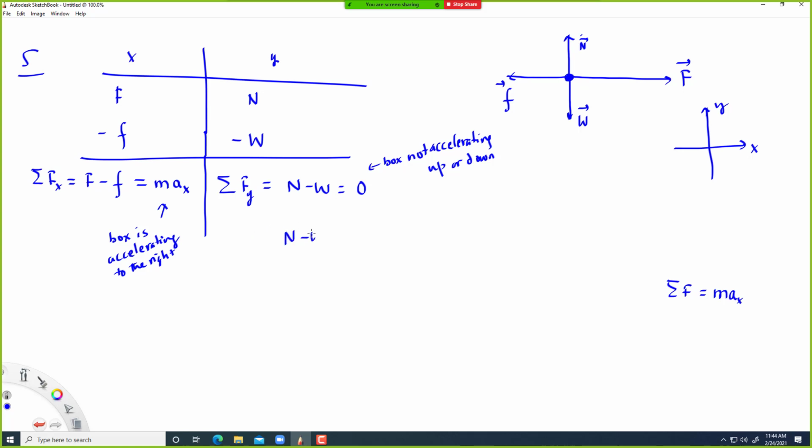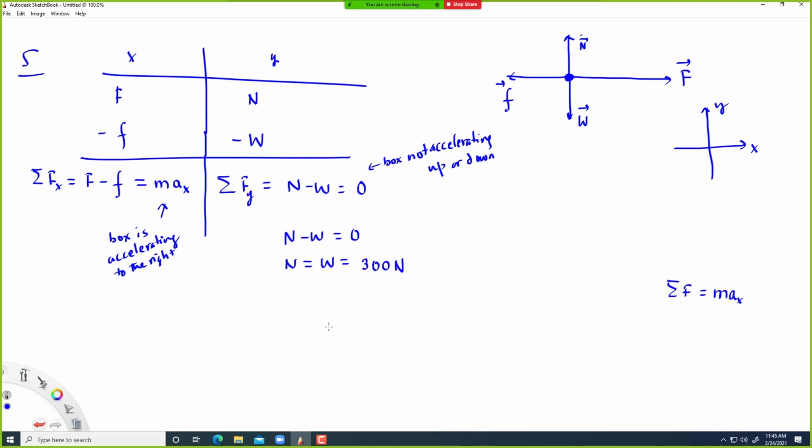So N minus W is equal to 0. That will give us N. N is equal to W is equal to mg. We don't even need to write mg because weight is given. Sometimes the problem gives you weight, sometimes it gives you mass. If it gives you weight, then you can just write the value. So it's 300 Newton. Okay. So that's not what it is asking.